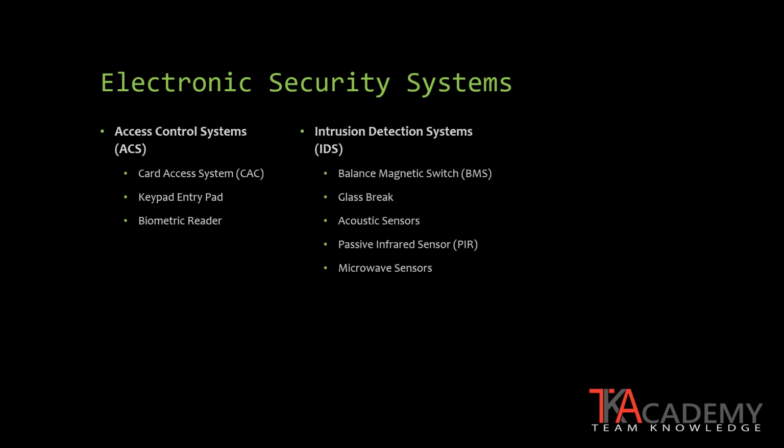Another feature of electronic security systems is intrusion detection or alarms. Types of intrusion detection systems are balanced magnetic switch, BMS, glass break alarms, which are triggered by the sound of glass being broken, acoustical sensors that alarm when sound reaches a certain level, passive infrared sensors known as PIR, which are typically used to sense motion, and even microwave sensors.